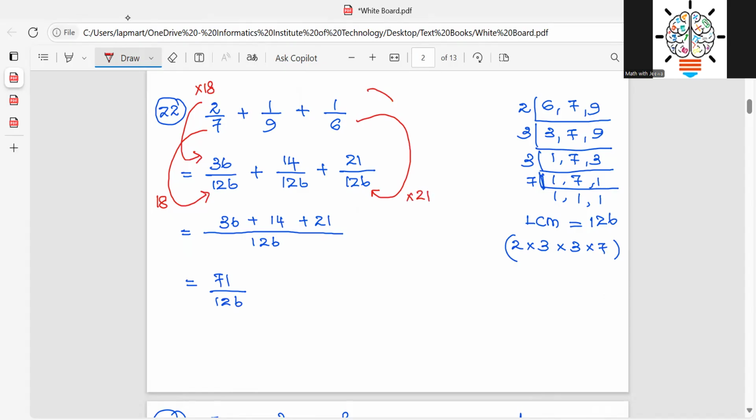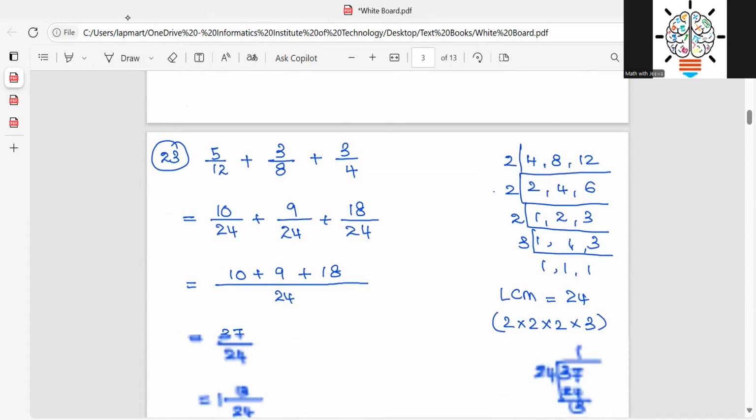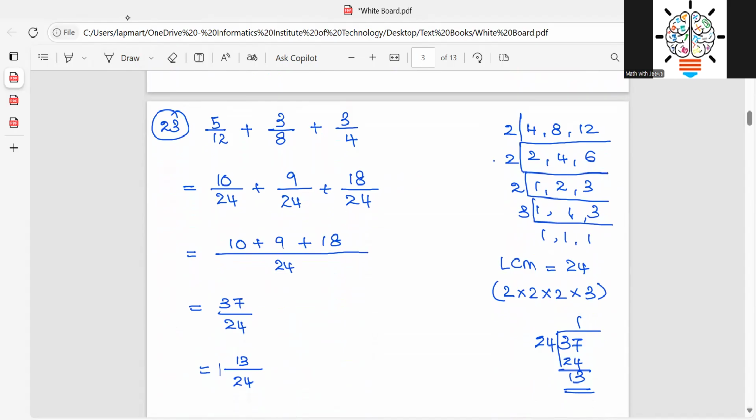Then you do the same thing here. You want to multiply 1 by 21. That is how it works. So then we have all the fractions with the same denominators. You can add the numerator values like this, right? Then we will move to the next one here that I have done the same thing.